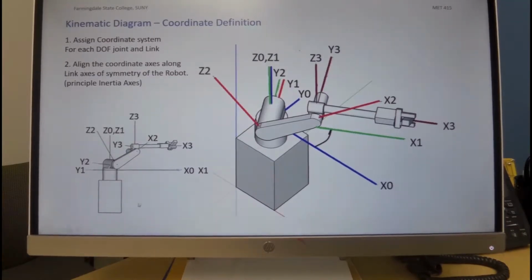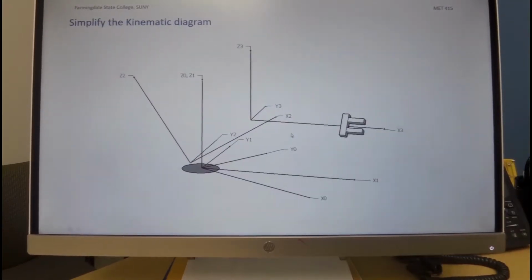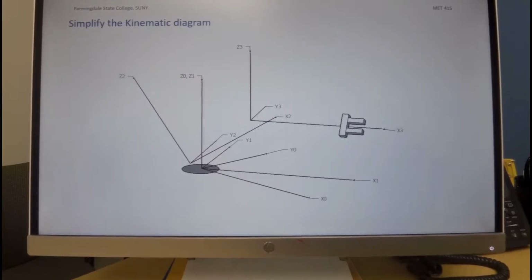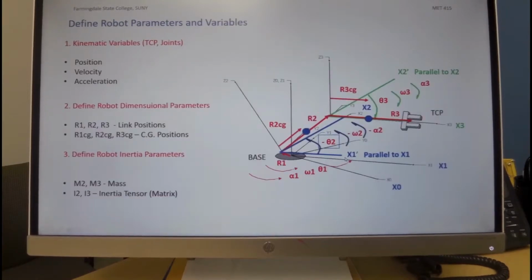Over here, we see a different view to get oriented, pretty much a front view of the same configuration. To simplify the definition of various variables, we remove the robot and show just the coordinate systems. And here's an example of how it may get complicated to describe the various parameters and variables.